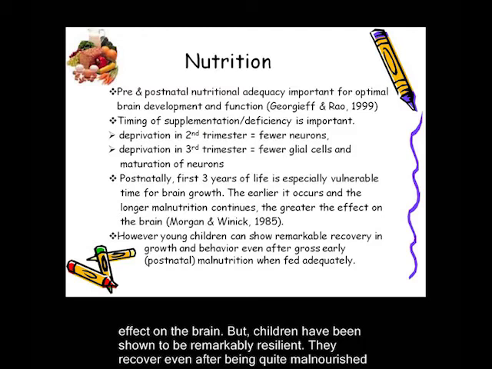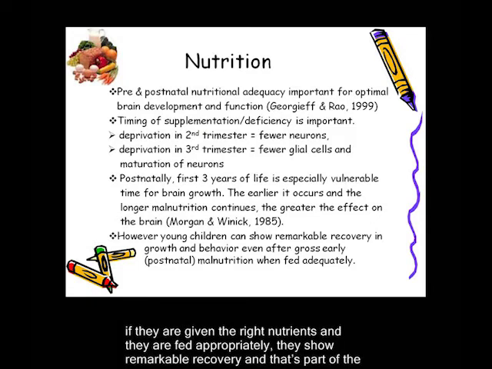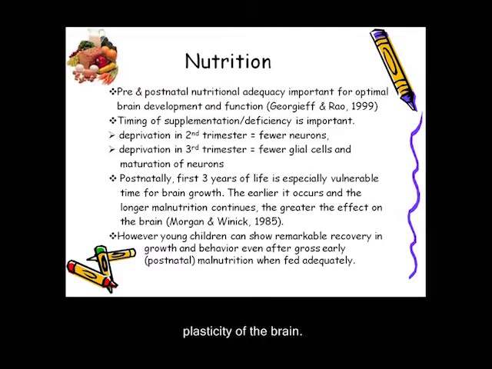But children have been shown to be remarkably resilient. They recover even after being quite malnourished. If they are given the right nutrients and they are fed appropriately, they show remarkable recovery, and that's part of the plasticity of the brain.